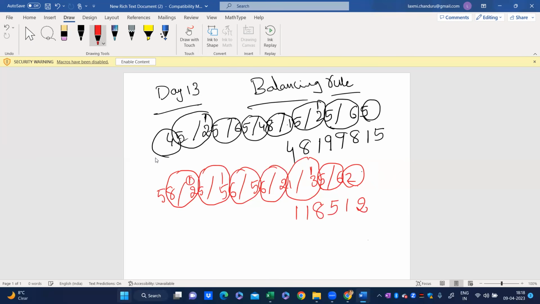2 and 1, 3. 8 plus 3 equals 11. Yes. Now 5 and 1 is 6. Okay, this is the answer. Like this you need to do the balancing rule or carryover rule in page number 30, day 13.